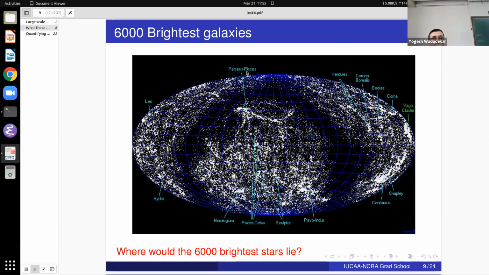Okay, so where would the 6,000 brightest stars in our Milky Way lie in this picture? Where do you think they'll be?